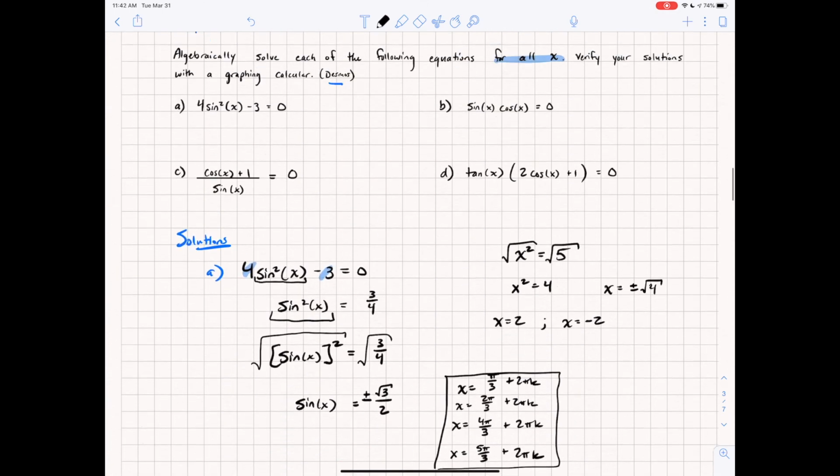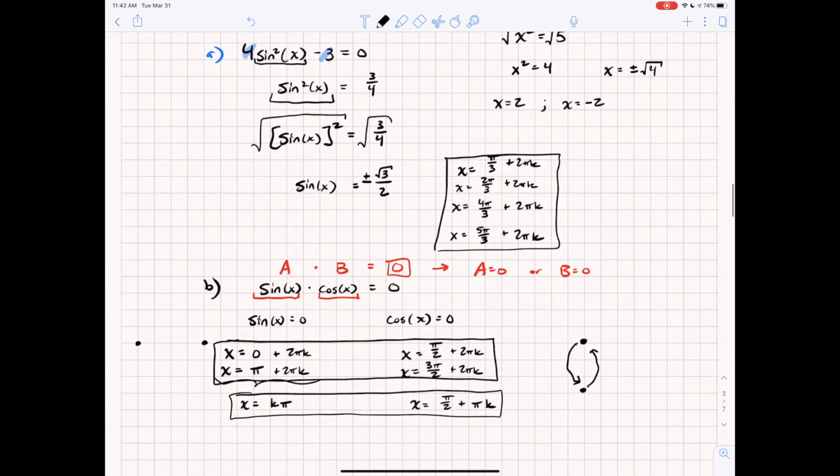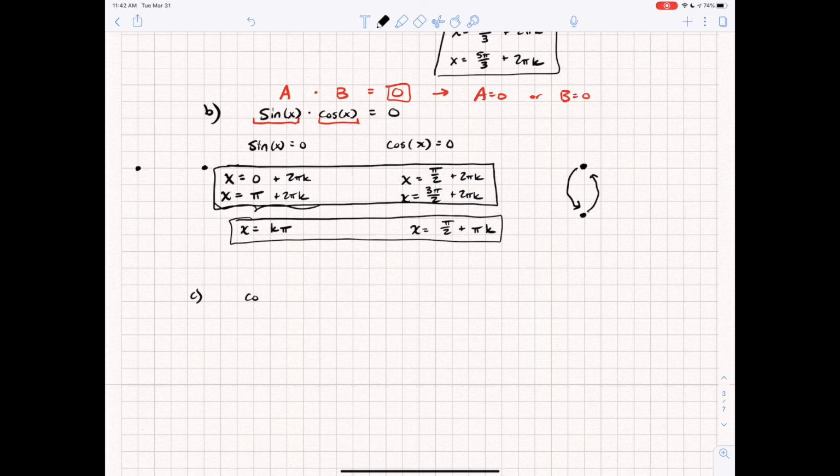All right, let's take a look at C. So C is cosine of x plus 1 divided by sine of x, and this again is all equal to 0. When I have a product, I set both pieces equal to 0. If I have a quotient, the only way that a quotient can be 0 is if the numerator itself is 0. The denominator can never be 0 because I'm never allowed to divide by that. So any of the solutions that I find, I have to make sure that this does not occur. And it means that all I really have to worry about is the numerator.